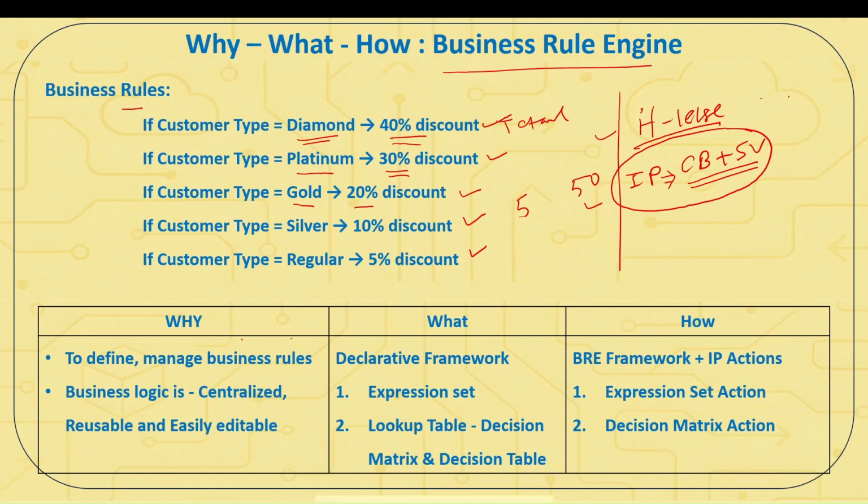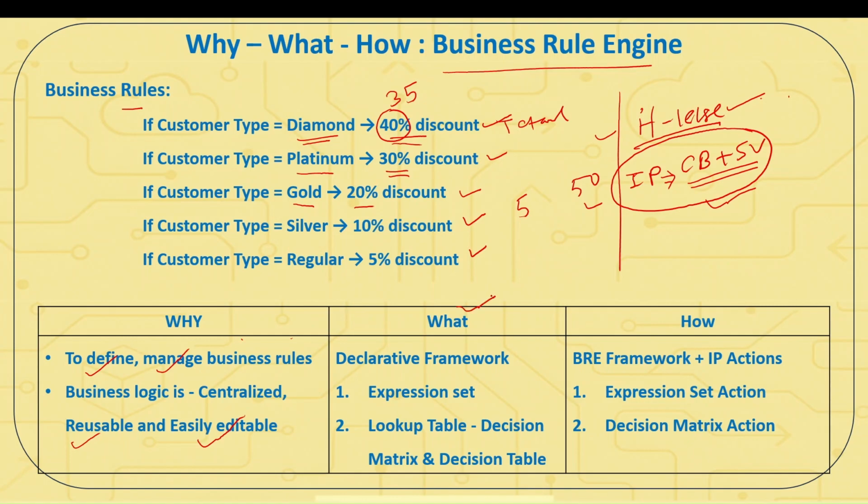Then why this business rule engine? It's easy to define all the business rules. We can manage it. Most important, it's reusable and easily editable. Suppose I don't want to give 40% discount to the diamond customer, and I want to give it 35%. I can go in the business rule engine framework and modify it, which looks difficult in the if-else framework or in the integration procedure conditional block.